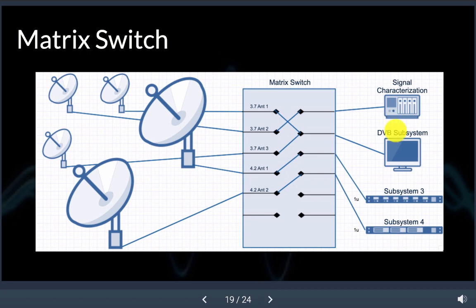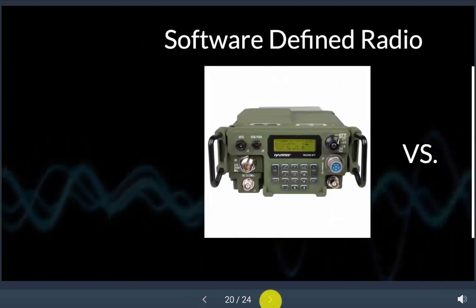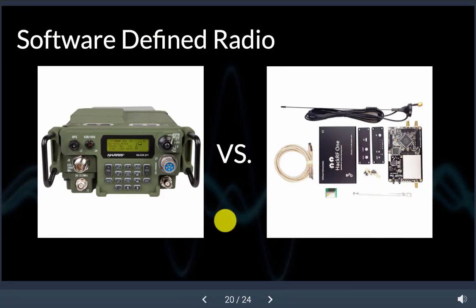But what I wanted to do is talk a little bit about what happens once your signal goes to these different subsystems. Almost all of these subsystems are using some type of software-defined radio in order to process that signal. The radio on the left here is a Harris PRC 117 Golf. It is a hardware radio. It costs about $60,000. It is super heavy, super clunky, super bulky.